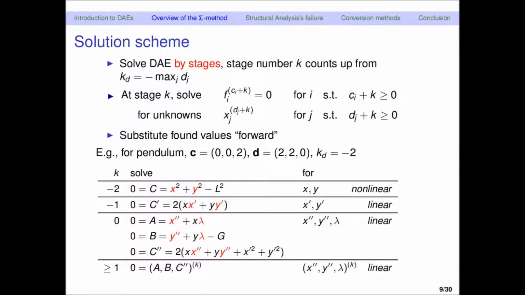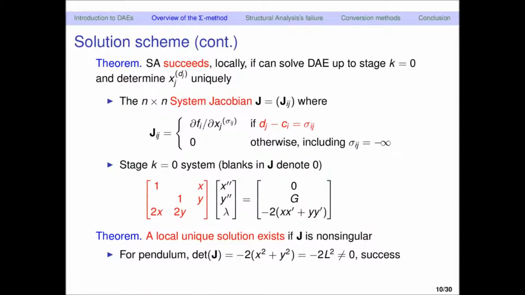So I mentioned the success of the analysis. What does that mean? It means that if I can solve the DAE up to stage 0, and if we can determine those derivatives uniquely, then we say the method succeeds. So we need to use the system Jacobian. Each entry in this Jacobian is a partial derivative of each equation with respect to some derivatives.